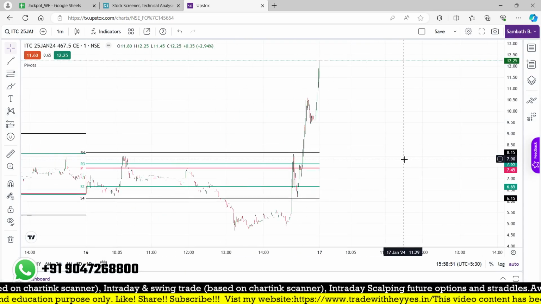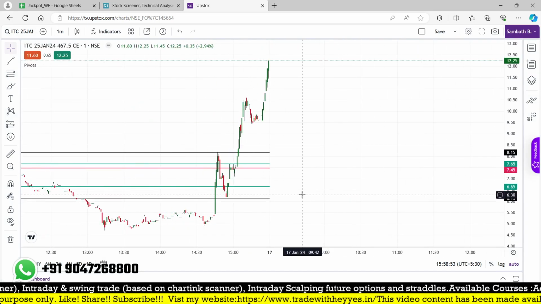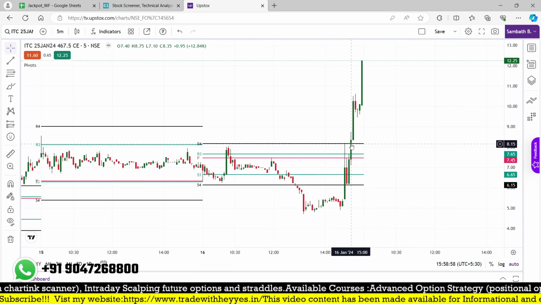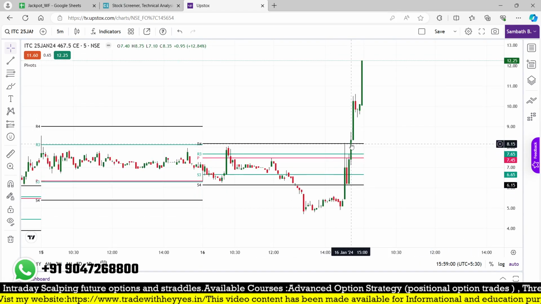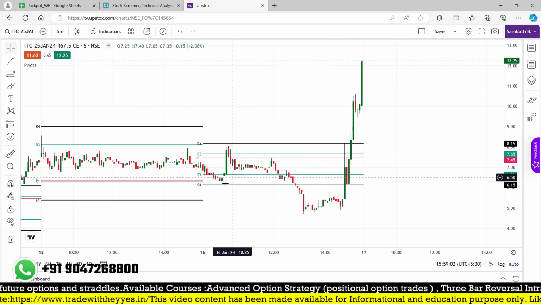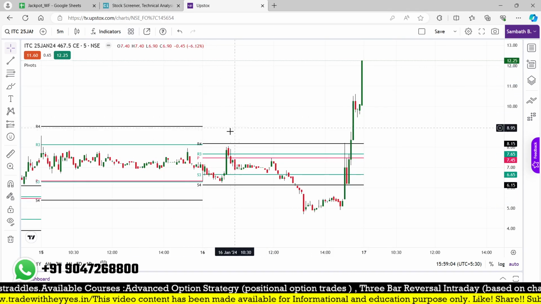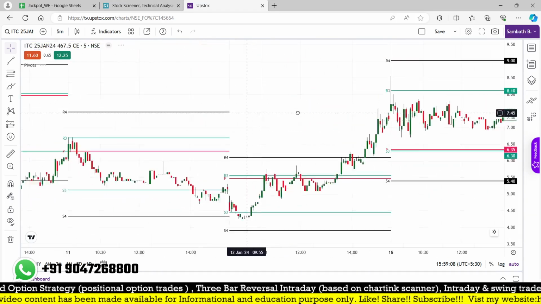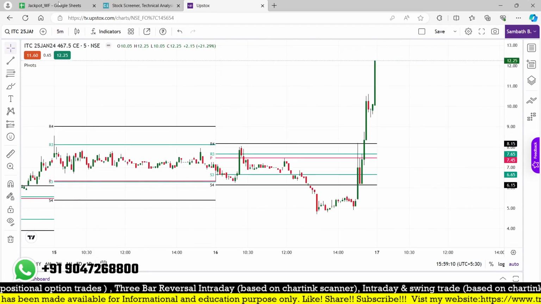So look at this. Here the breakout which is happening on ITC, that's happening only around 3 o'clock, from 8 rupees and it went up to 12 rupees. So what we are looking for is that the breakout should not happen in the first 15 minutes candle. That is the thing which we are looking for as an intraday opportunity.